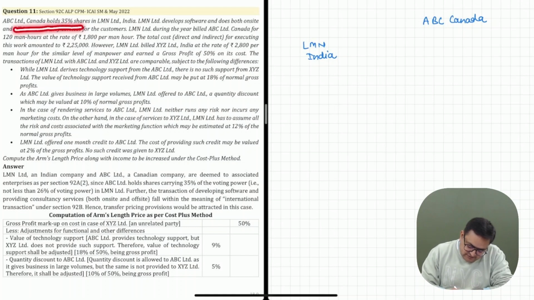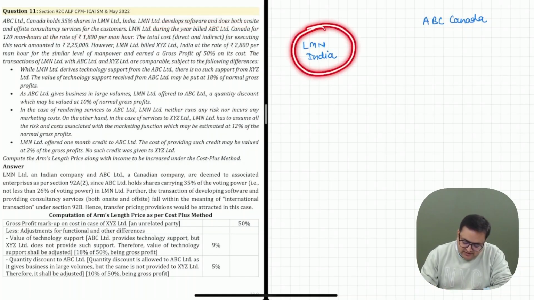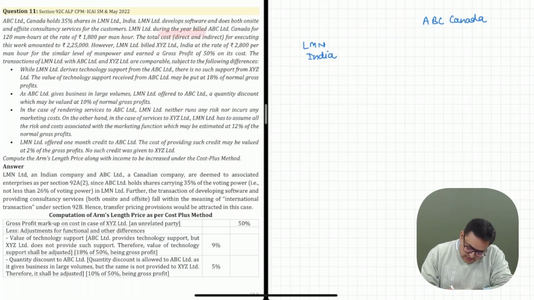ABC Limited Canada holds 35% shares in Element. Element India develops software and does both on-site and off-site consultancy services for their customers. Okay. So what we are doing is we are actually doing the consultancy for our customers. Element Limited during the year billed ABC Limited Canada for 120 man hours at a rate of 1800 per man hour. So what we have actually given to them is services, for 120 hours at a rate of 1800 per hour.